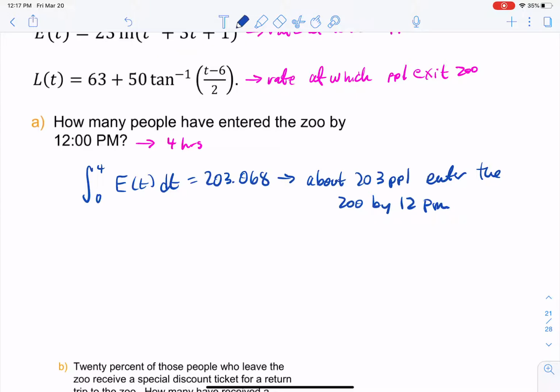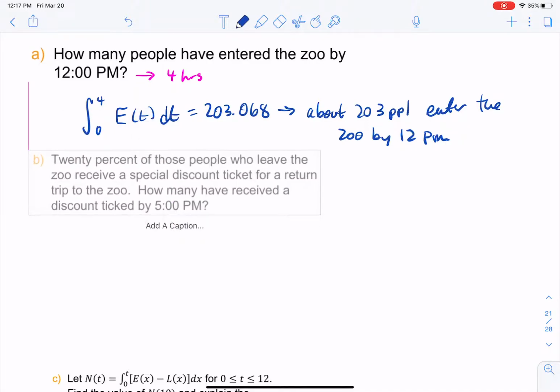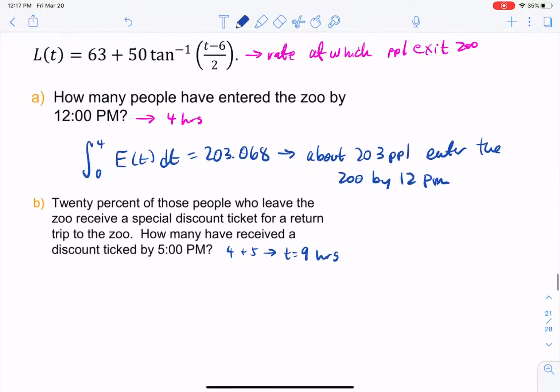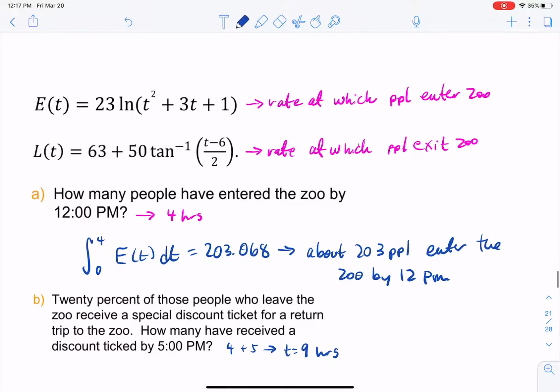Okay, and let's see. Part B, the discount part. People leaving the zoo. Okay, 20% of those people who leave the zoo receive a special discount for a return trip. And we want to know by 5 p.m. 5 p.m., let's see. Up to 12 was 4 hours. So this is going to be 4. And then another 5 hours, we're at t equals 9 hours, it looks like. Right, and this time what we're looking to examine is only the leaving function, which is the L of t. We don't have to consider people entering the zoo. So it's just the L of t part.